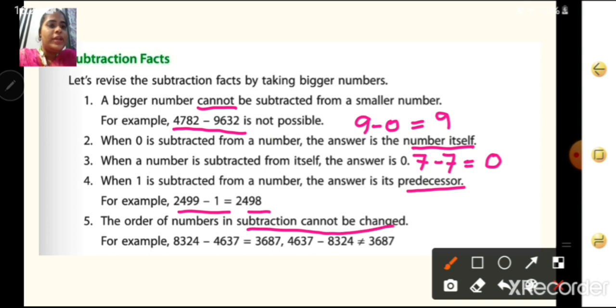Then fifth one, the order of numbers in subtraction cannot be changed. Now this is also very important. The order of the numbers cannot be changed, like in addition. Here see the example they have given: 8324 minus 4637 is equal to 3687. Correct? When we are subtracting, we will get this answer. But if I change their order, it is not equal to 3687. So the order of the numbers cannot be changed. Okay children?